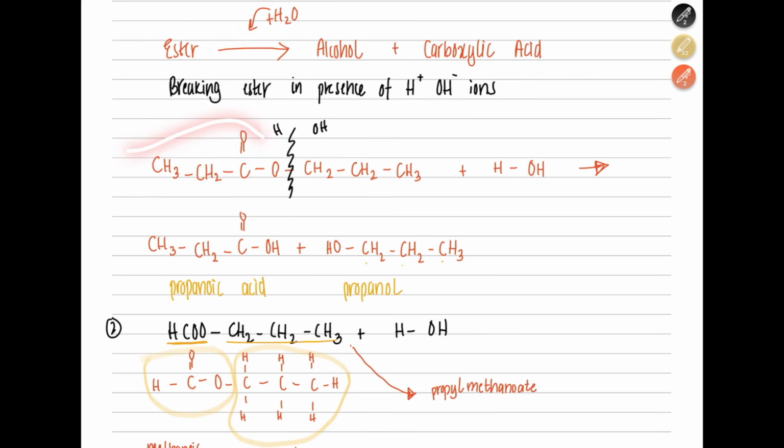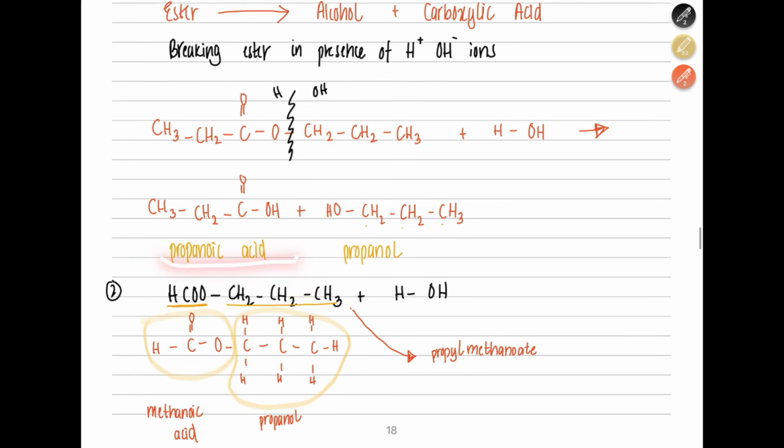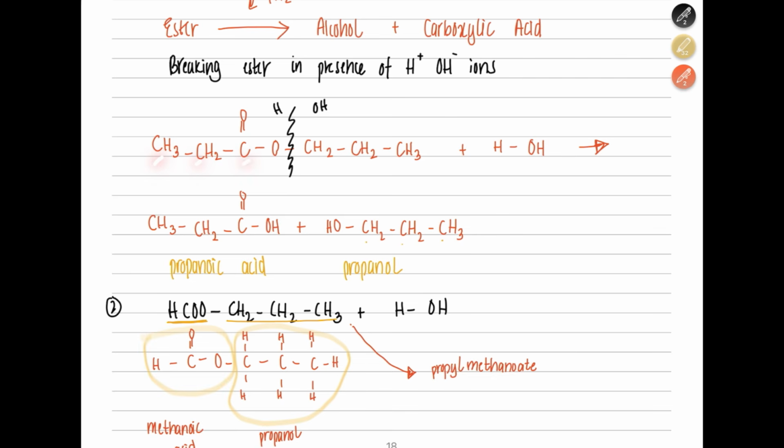Look, this is your ester molecule. And you react with H plus and OH minus. H comes here with the carboxylic acid, C double bond O, and then on the other side, you add the OH. You will get propanoic acid because you had 1, 2, 3 carbons. So you get propanoic acid, and on the other side, you have 1, 2, 3, you get propanol, okay?